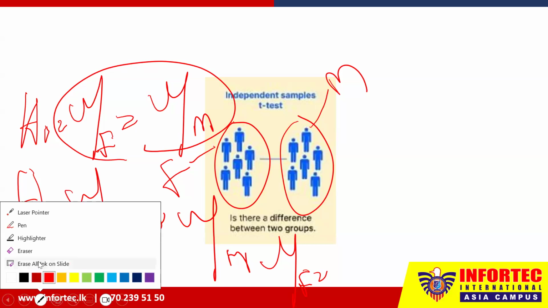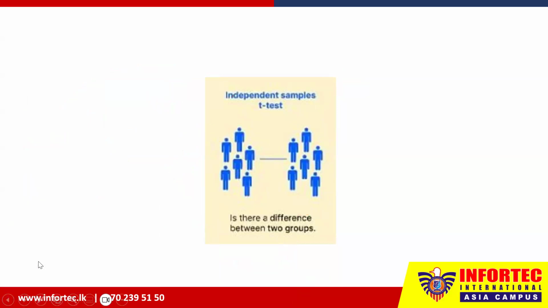Or you can mention it as a statement. I will explain here. The null hypothesis is there is no mean difference of weight between the female group and the male group. That's your null hypothesis. Alternative hypothesis: there is a significant statistical difference between mean weight between female and male groups, like that.